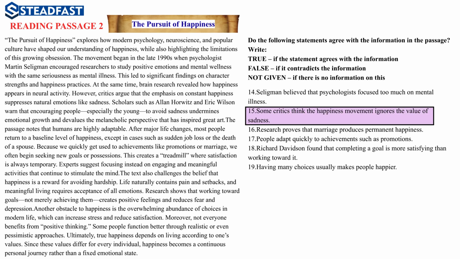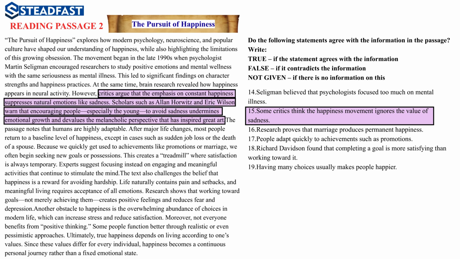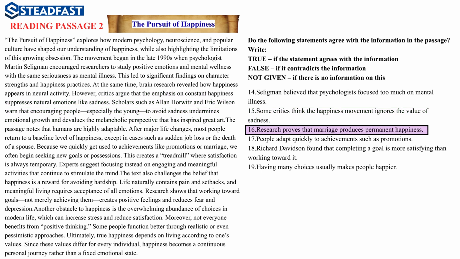Some critics think that happiness movements ignore the value of sadness. In the same paragraph, critics such as Alan Horwitz and Eric Wilson argue that emphasizing constant happiness suppresses natural emotions like sadness and undermines emotional growth. They say it devalues the melancholic perspective. This clearly shows they feel sadness is undervalued. So the statement here is true. And the next question, 16.